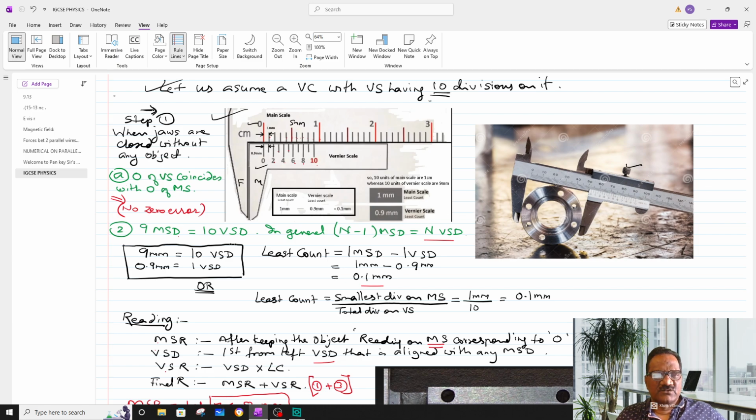So how to take the reading? For taking the reading, first you will have to find out the least count of this instrument. As I told you, the least count is always printed on the vernier caliper. But for theory purposes, I'm going to teach you how to find out the least count.